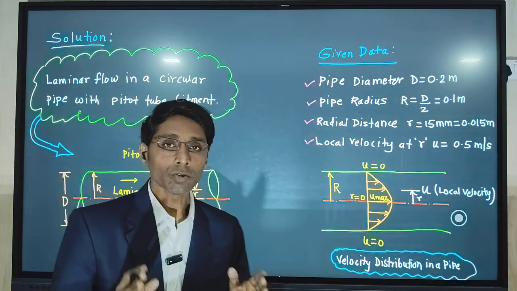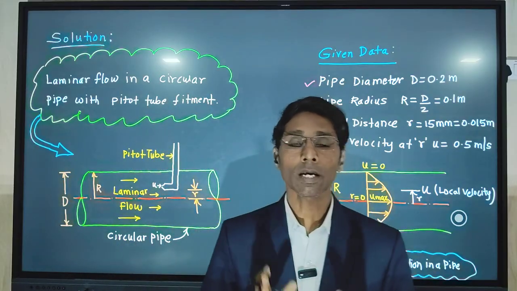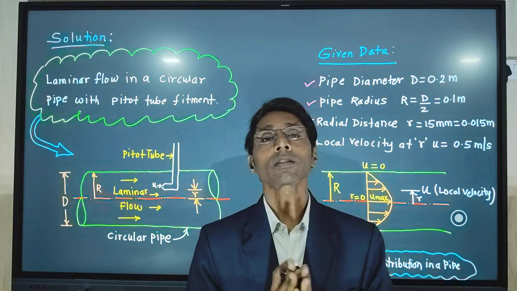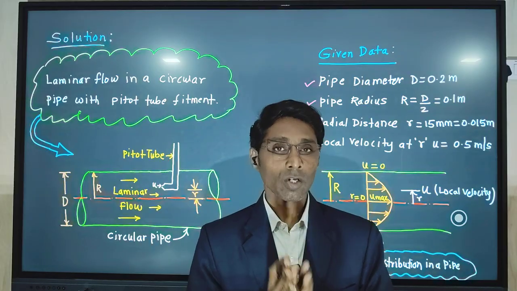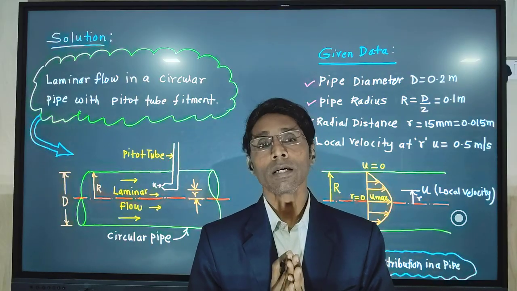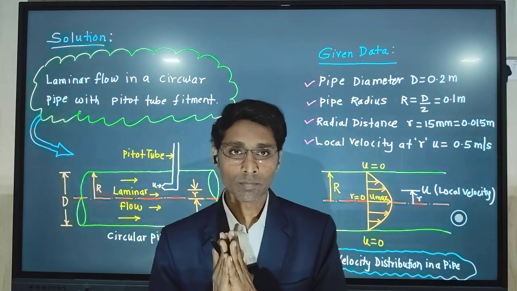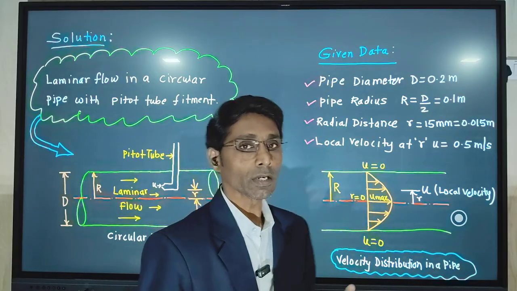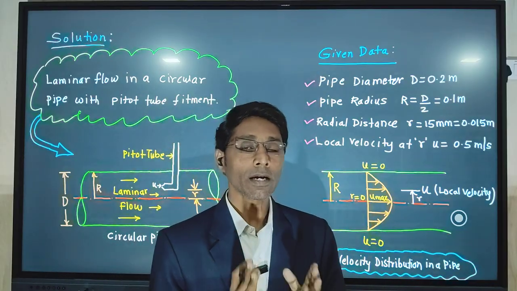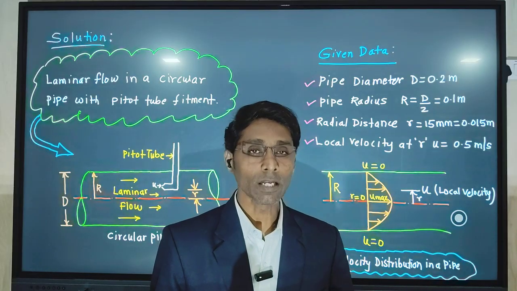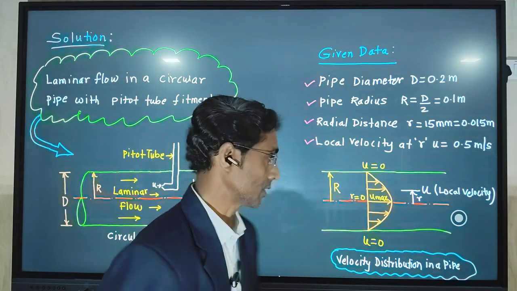Now, in this numerical, we are going to calculate maximum velocity first. So for that, we need a formula. This formula we get from the theory, that is entrance region theory. So let us have some information about entrance region theory and corresponding formulae for maximum velocity.